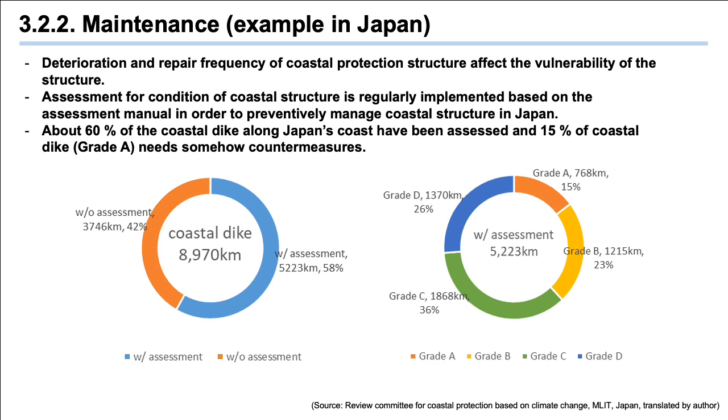This slide shows a maintenance example in Japan. The deterioration and repairing frequency of coastal protection structure affects the vulnerability of the coastal protection structure. The assessment for condition of coastal structure is regularly implemented based on the assessment manual in order to preventively manage coastal structure in Japan. About 60% of coastal dike along Japan's coast have been assessed, and 15% of coastal dike needs somehow countermeasure, that is grade A.